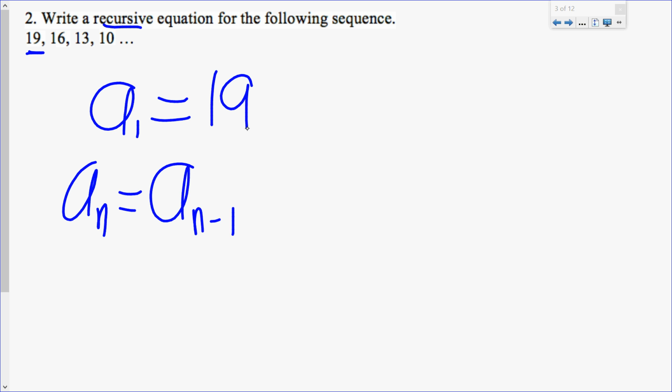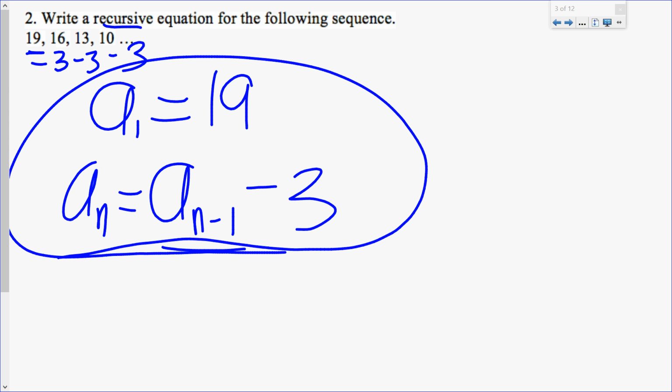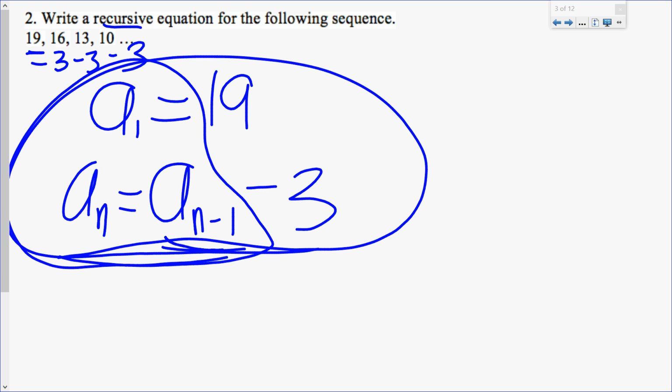What's the pattern here? What am I doing to the previous term? Well, the pattern is minus 3, minus 3, minus 3. So I'm taking the previous term, and I am subtracting 3 from it. That's the answer. That's it. There's nothing more to it. It's really straightforward, as long as you know that it always starts with a1 equals, an equals an minus 1, and you understand that an minus 1 means the previous term, the term that comes before the term that you're finding.